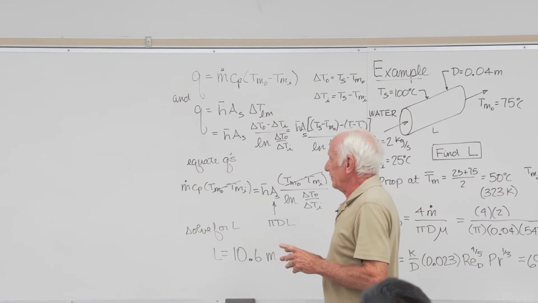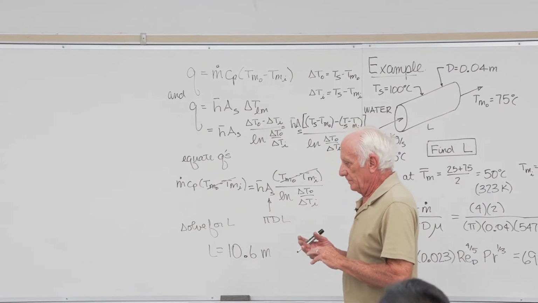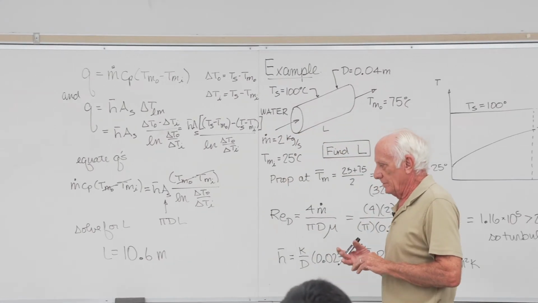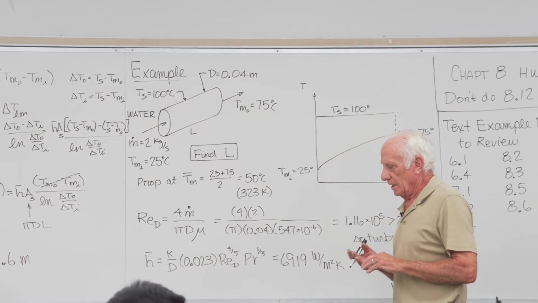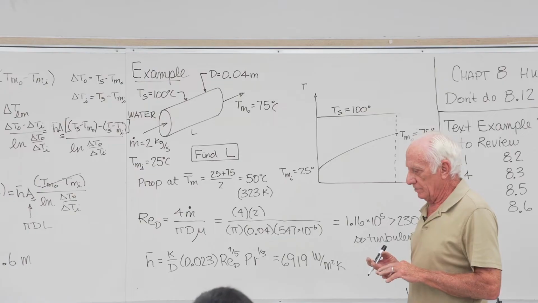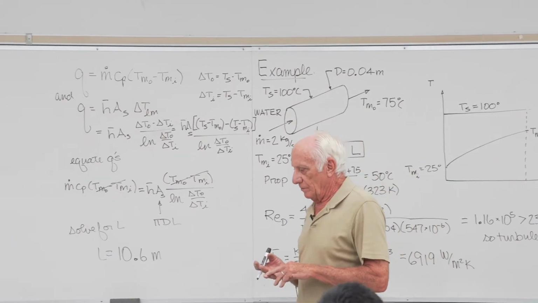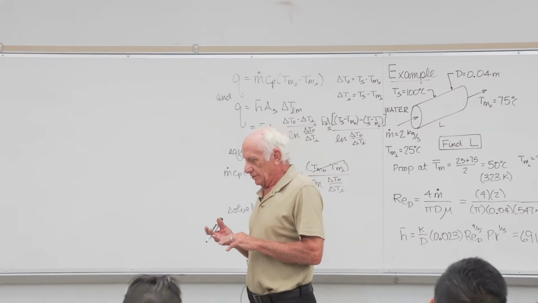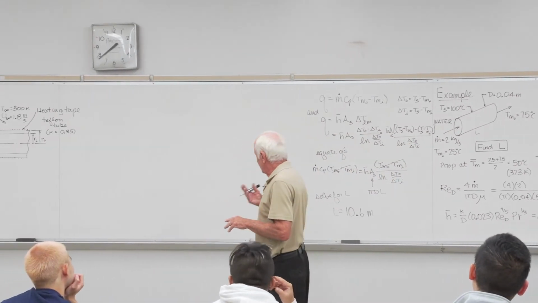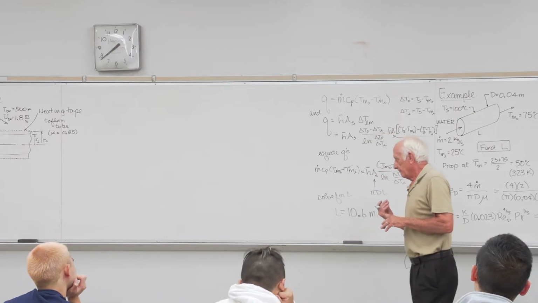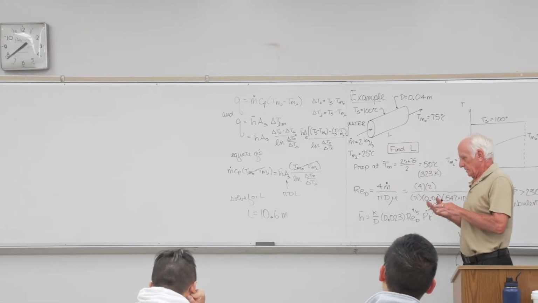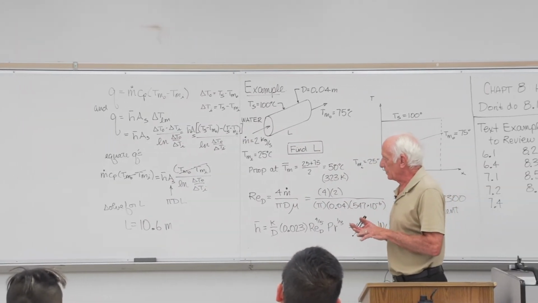Now, we've worked a problem involving laminar flow in chapter 8. What did we find? The temperature out and Q. We worked a turbulent flow problem in chapter 8. What did we find? Temperature out and Q. We just worked one here where we had to find the length of the tube, and Q.